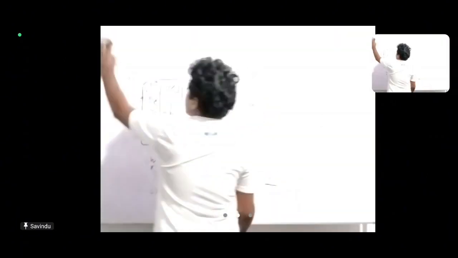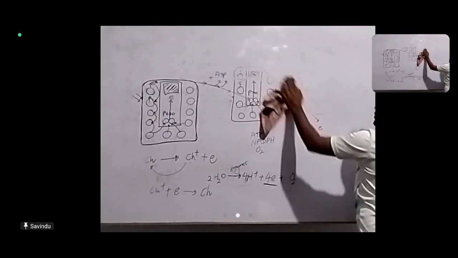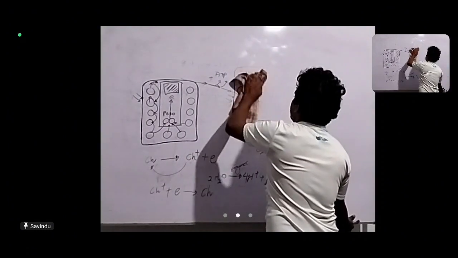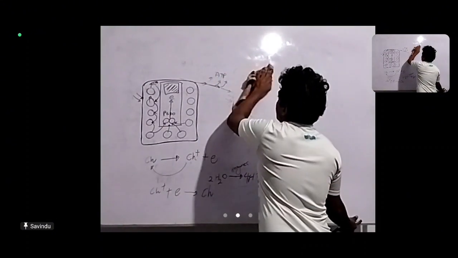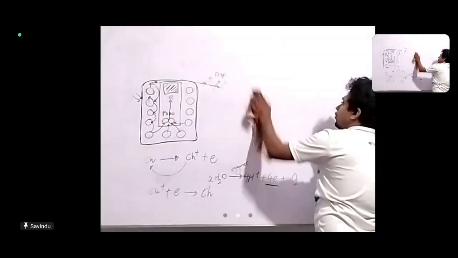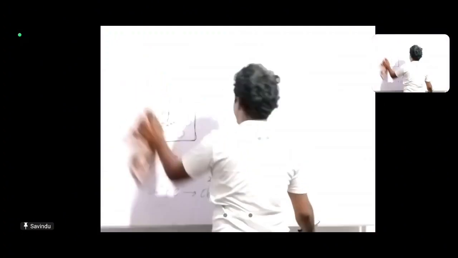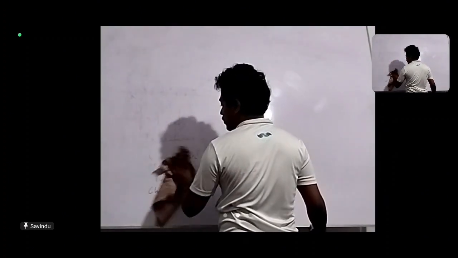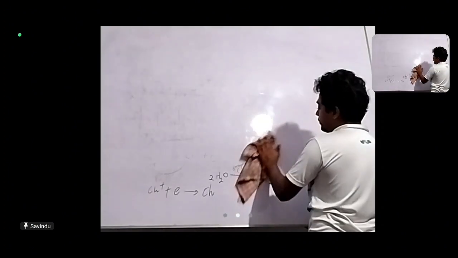Next, the Calvin cycle. So, what is the fate? We must know the fate of the results of the light reaction. The results we know are ATP, NADPH and oxygen. But we must know the fate of these ATP, NADPH and oxygen.